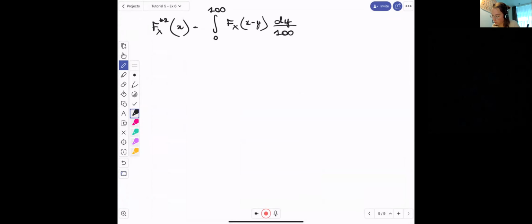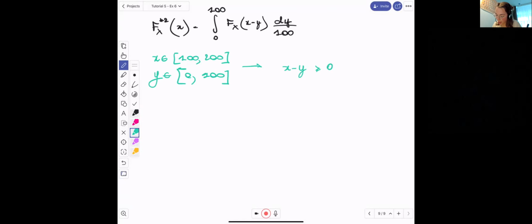Okay, so let's have a look. Our x takes a value in between 100 and 200. Our y follows the boundary, so it takes values in between 0 and 100, like this. This means that x minus y will always be larger than or equal to 0. Then we have a cumulative distribution function evaluated in x minus y. So x minus y will always be positive.